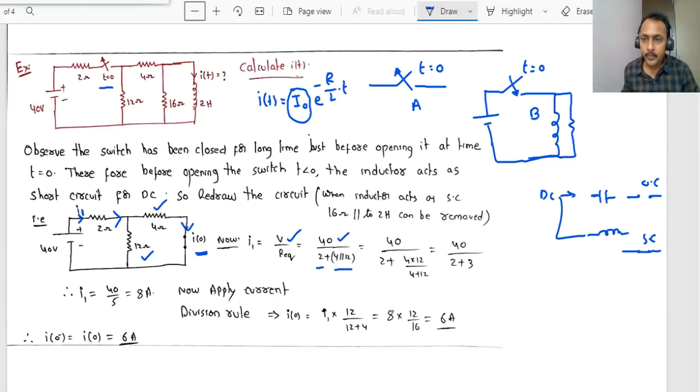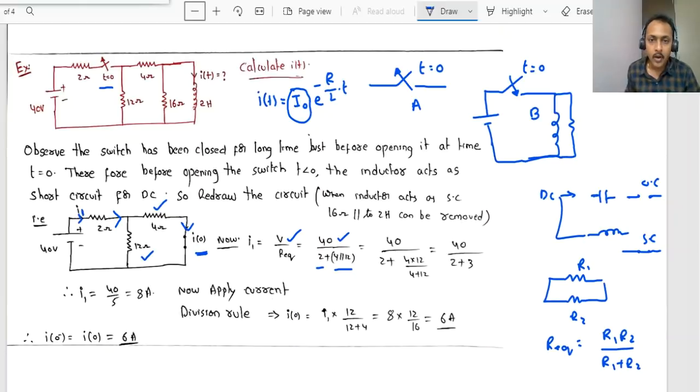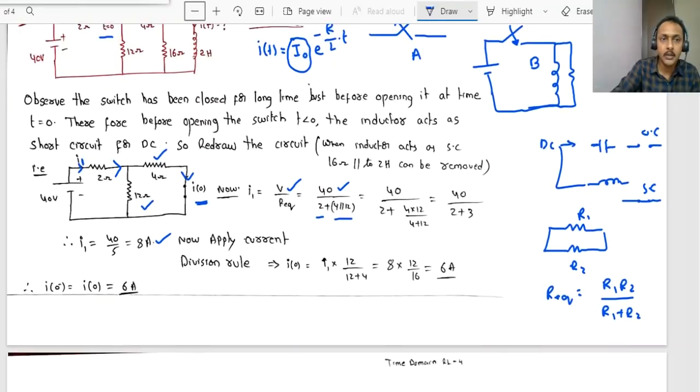Clear? Now number of times we have discussed, if two resistors R1 and R2 are in parallel, what is the R equivalent value? R equivalent value is R1 into R2 divided by R1 plus R2. That is what we have done here. 4 parallel to 12, R equivalent will be how much? 4 into 12 by 4 plus 12. So 2 plus 3. Now the answer is 40 by 5 equals 8 amps. But dear students, observe that is the current entering just here, 8 amps. 8 amps is entering here. Now how much current will flow through the 4 ohm?